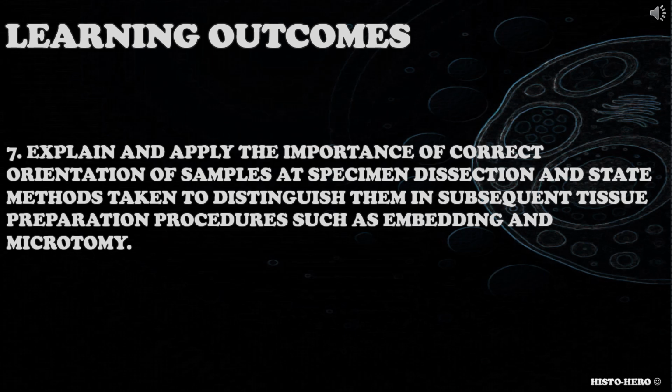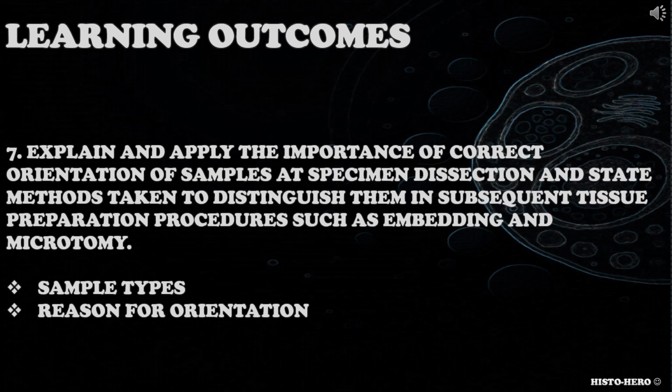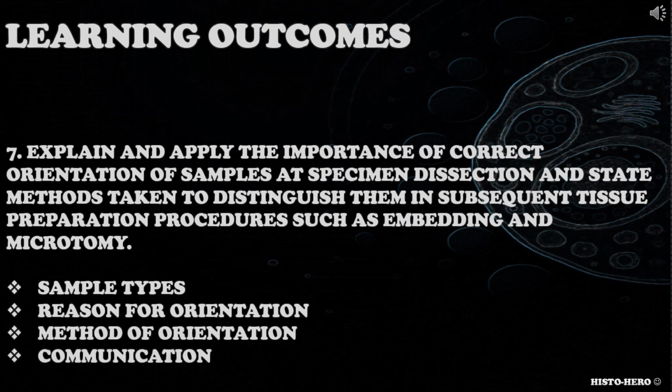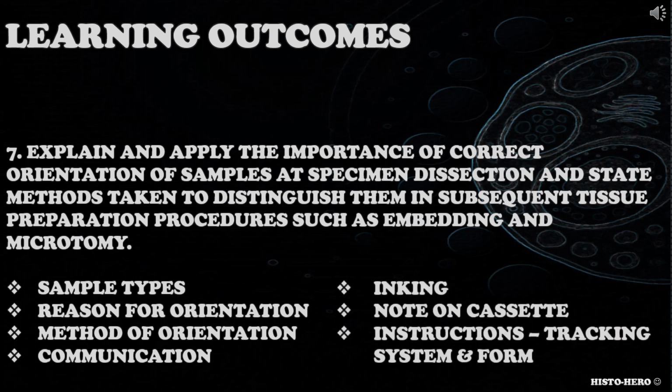They could consider sample types needing orientation like skin or tubular structures, reasons behind tissue orientation, ways of tissue orientation, ways of communicating orientation instructions to the embedders and cutters, use of ink, printing information on cassettes, instructions within tracking system and request form.